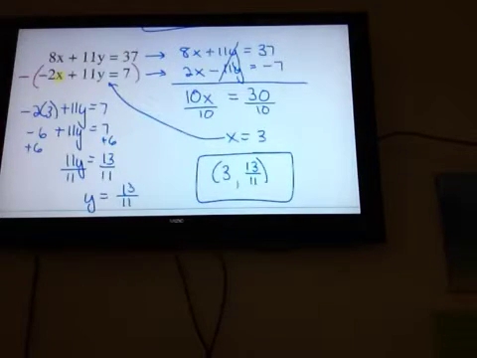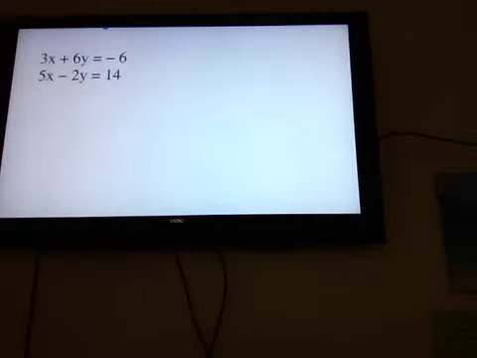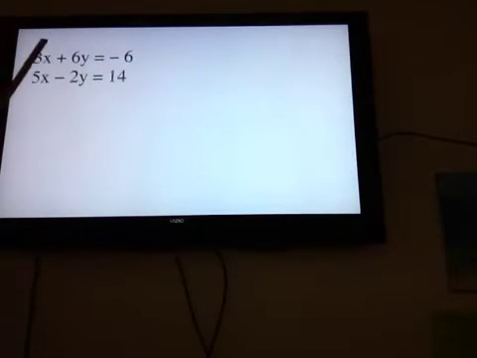Okay, question on that one. Your goal is the same. You want to eliminate a variable. If I add this down, 8x, 4y, nothing drops out. The coefficients are different. 3 and 5. I can't just change one of the signs and make it work. 6 and 2. I can't just change one of the signs and make it work. But your goal is still the same. You want something to drop.